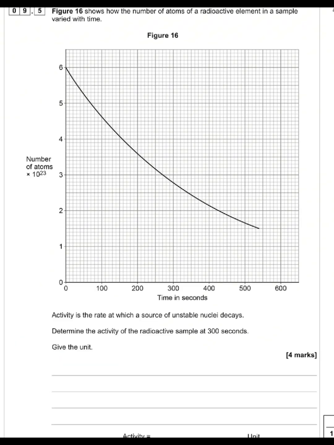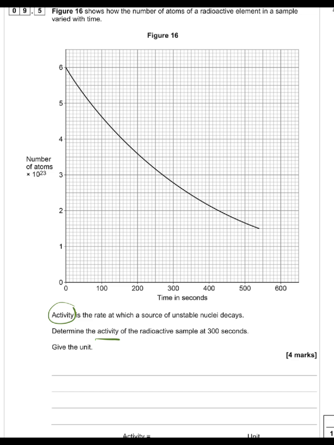Here we are shown the number of atoms in a radioactive element in a sample and how that number of atoms varies with time. We talk about the activity is the rate at which a source of nuclei decay. So rate means how quickly. Determine the activity of the radioactive sample at 300 seconds. So if something is the rate, we're looking at how that changes with time. So what this means is on our y-axis we've got number of atoms, and on our x-axis we've got time. So actually if we take the number of atoms and divide it by time, that is the activity, because that is the atoms per second that we've actually got.